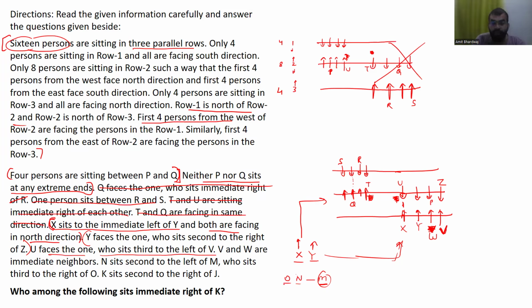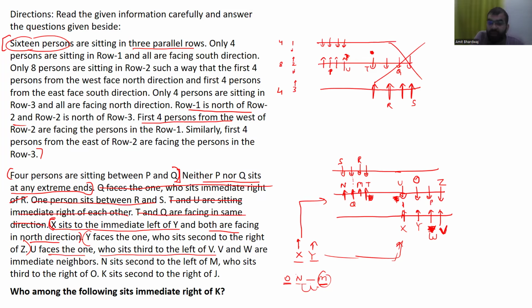Are you getting a point? Third to the right of O. Done. Right now, 3 vacant positions, O, N, M, is only in this row, right? So if I say, let's say, N sits second to the left of M. Let's say M is here. So N should be this. M third to the right of O. Definitely this is only possible here. 1, 2, 3. Done.